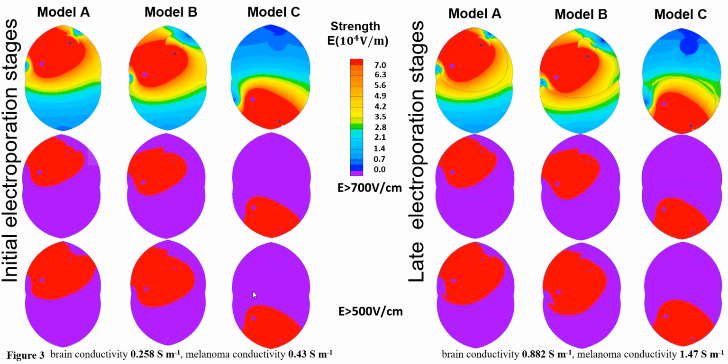As the extent of cell permeabilization by pulse electric field depends on the electric field strength, we highlighted the areas of the brain that are exposed to electric fields higher than 700 volt per centimeter, and areas that are exposed to electric fields higher than 500 volt per centimeter. These threshold values have been reported in the literature as thresholds for irreversible and reversible electroporation of the brain.